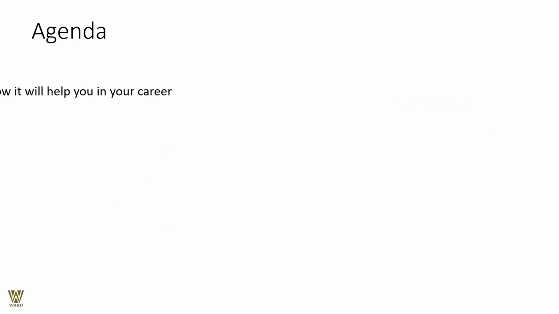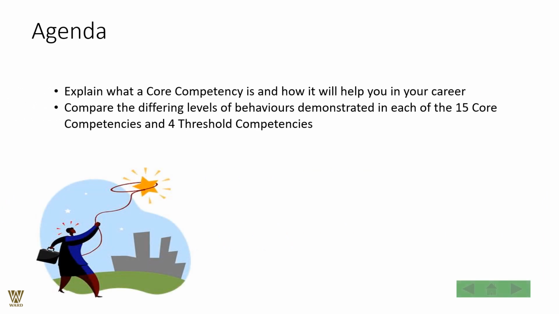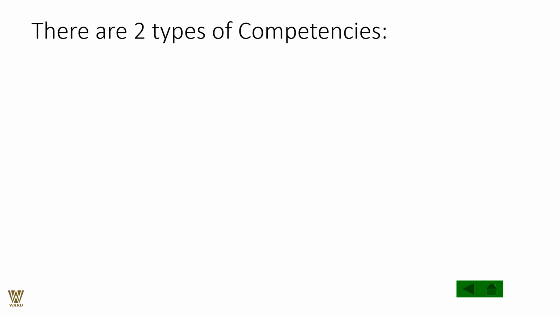So the agenda is very small, very simple. We will try to identify core competencies and how they impact your career. Comparing the levels of behavior, demonstrate at least 5 core competencies and 4 threshold competencies that we like to go about. Yes, we will be talking about 15 core competencies that one needs to possess.